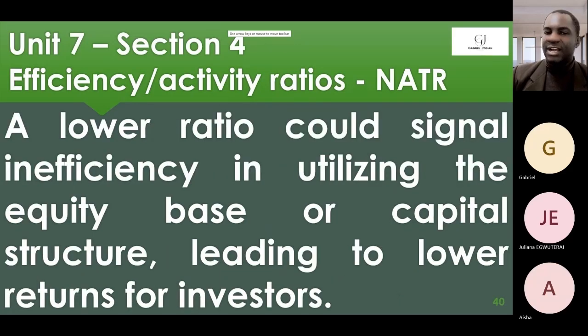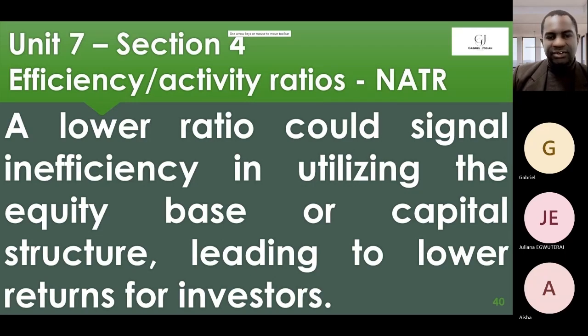While a lower one, if we had 0.88, it would have been more disturbing because after you've deducted liabilities, what will the shareholders take home? The ratio shows that there's nothing for shareholders, ordinary shareholders. A lower ratio indicates inefficiency in utilizing the equity base or capital structure, leading to lower returns for investors, especially the owners of the business, not even external providers of capital.